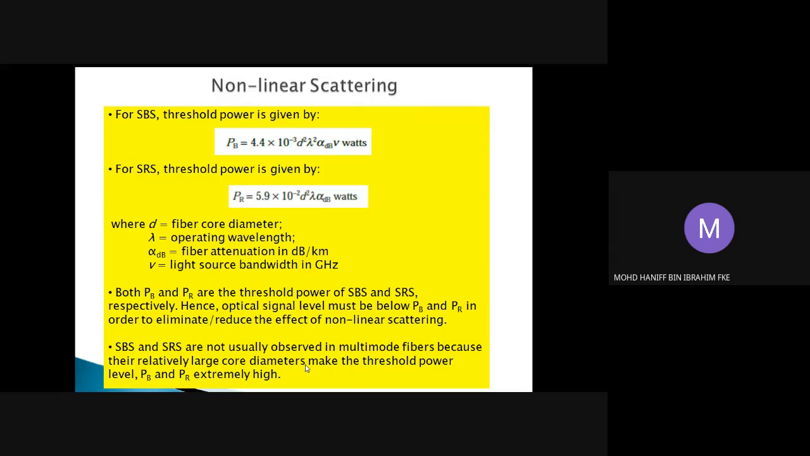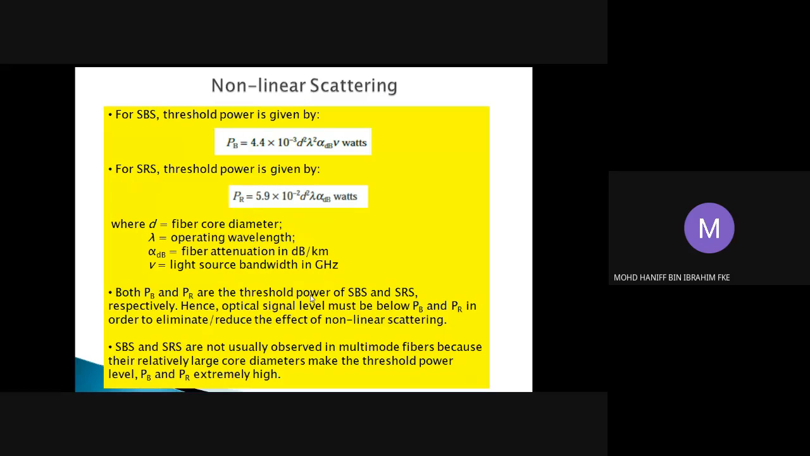So basically the pump power level, the laser power that we pump into the fiber optics structure, will not be as high as the threshold power calculated in the multi-mode fiber. Okay, so you got the point there?